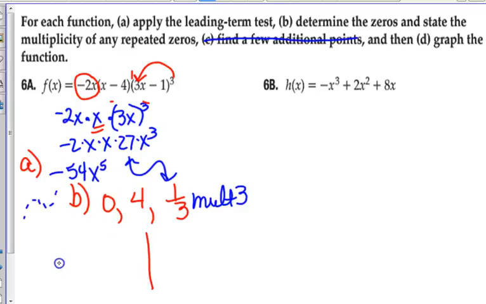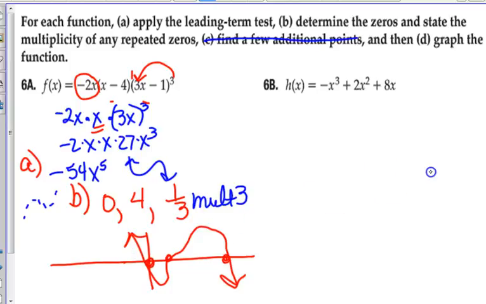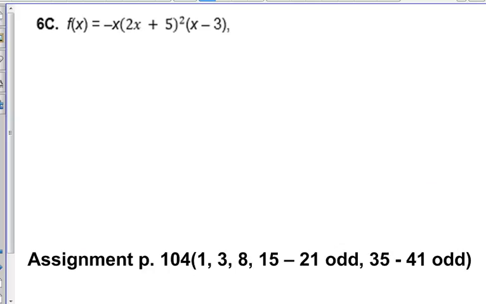All right, guys, I'm sketching. Is it crossing or bouncing at 0? Crossing. At 4? At 1/3? Also crossing. So it's doing this. It might do a little funky shape there, but it crosses here. Okay, there was some funk. Okay, I'm going to skip B so that we can get to this other example. I want to do this one together.